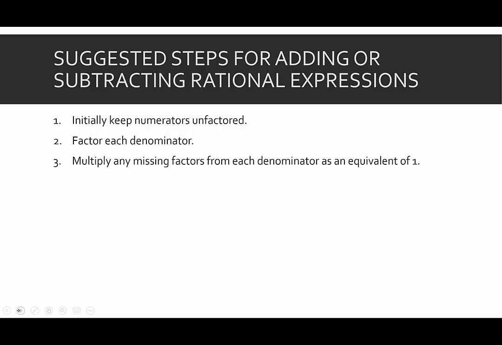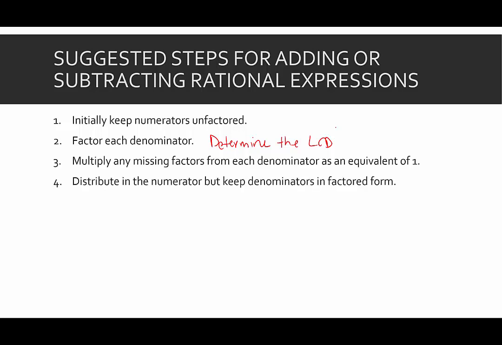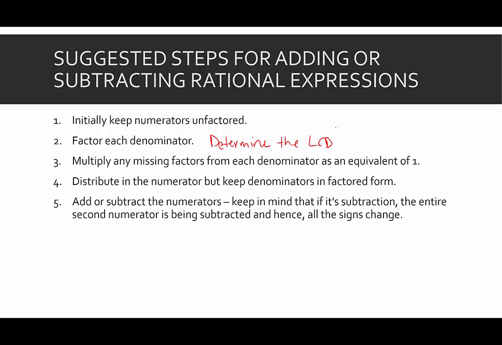So we want to factor the denominators, and then what should really say in there is find the LCD. So determine the LCD based on the factors that we have. And then we'll multiply any missing factors from each denominator as an equivalent of 1. Distribute in the numerator, but keep the denominators in factored form. Add or subtract the numerators.